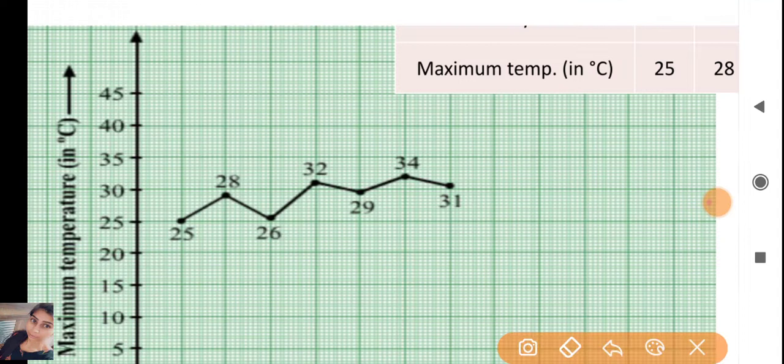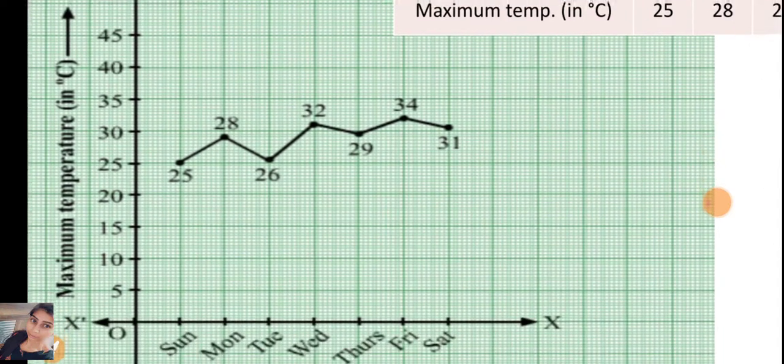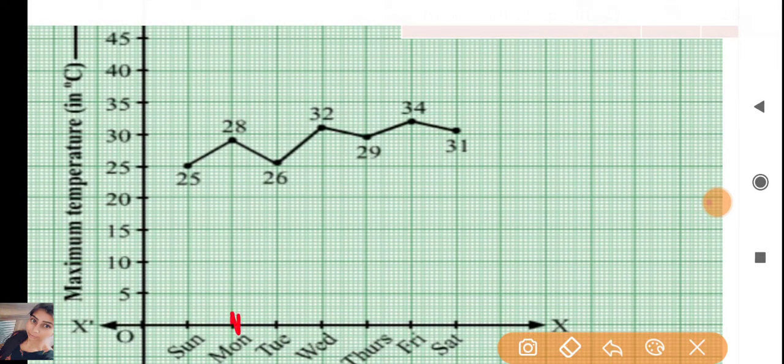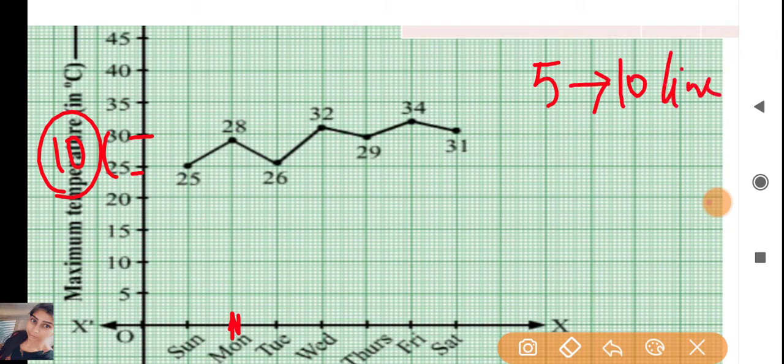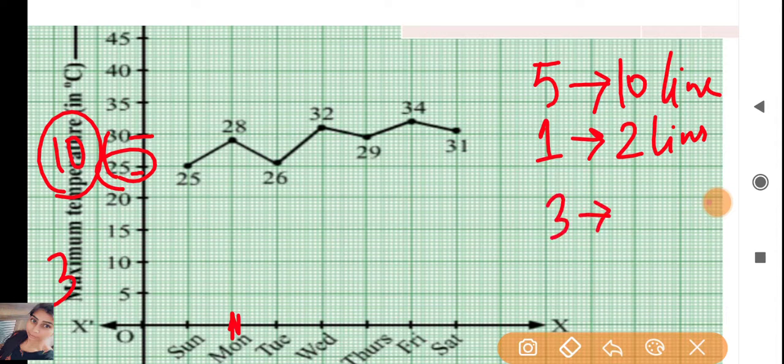For Monday it is 28. Between 25 and 30 we have 10 lines, right? And the difference between 25 and 30 is 5. So 5 is represented by 10 lines, so 1 will be represented by 2 lines, right? After 25 I want 28, so 25 plus 3. So 3 will be represented by 6 lines. That means after this 25 you need to count 6 smaller lines, and that will be your point 28.